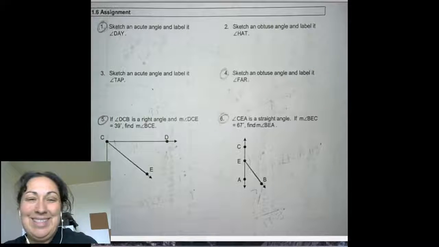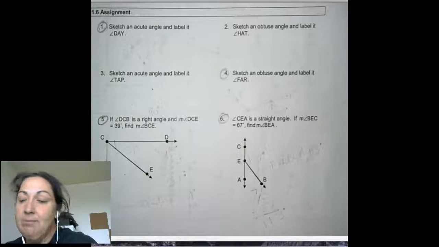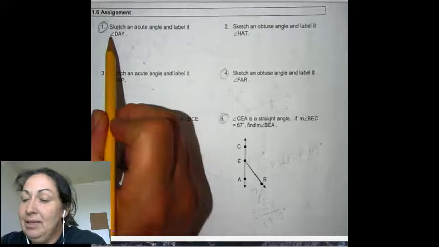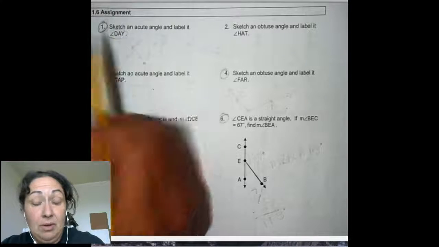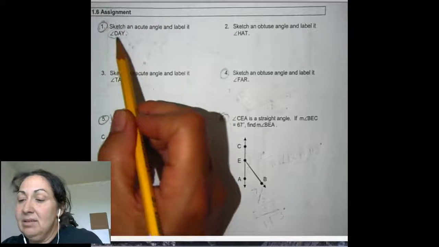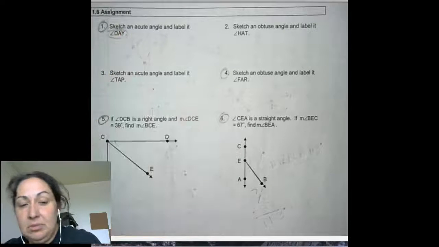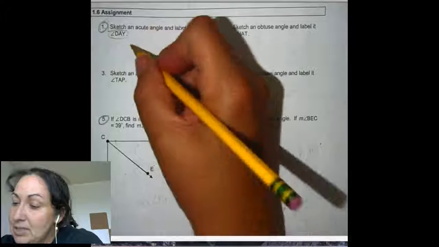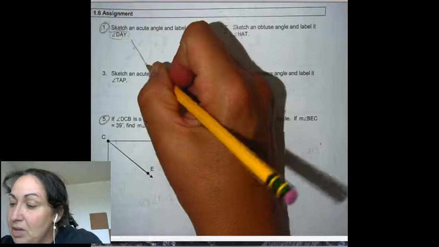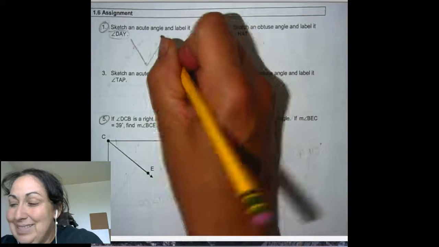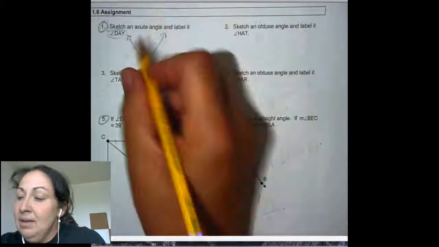Number 1 says sketch an acute angle and label it angle DAY. So remember when you're labeling angles that you use the 3 points and that you use capital letters. Since it told us to sketch, we don't need a ruler or a protractor. We're just going to sketch it freehand. Acute means that it's less than 90 degrees.